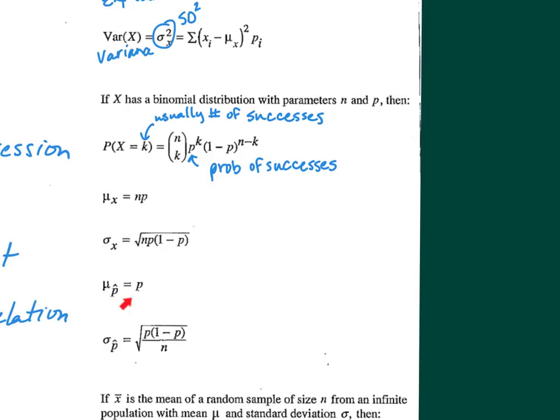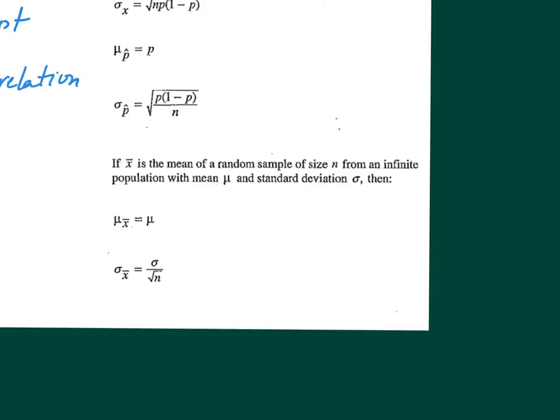Mean for a proportion, observed proportion equals the proportion itself. And the standard deviation is the square root of PQ over n. Next part I'll probably add to a little bit more later, but I don't want to get into that right now.